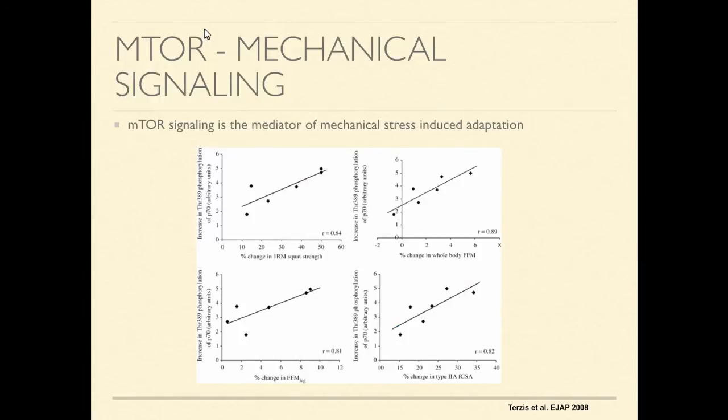So, what's the evidence for mTOR being involved? Well, we discussed this before, but here we're looking at a long-term resistance training program, with mTOR signaling on the vertical axes of each of these graphs. You see that mTOR signaling is related to change in 1RM squat strength, fat-free mass of the leg, fat-free mass of the whole body, and type 2 cross-sectional area.